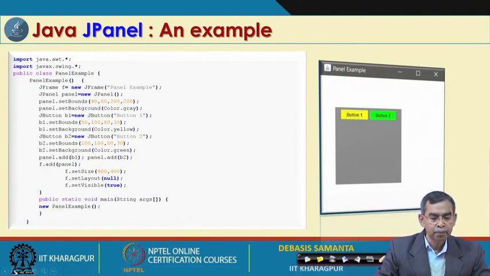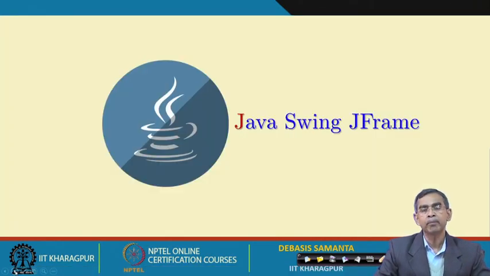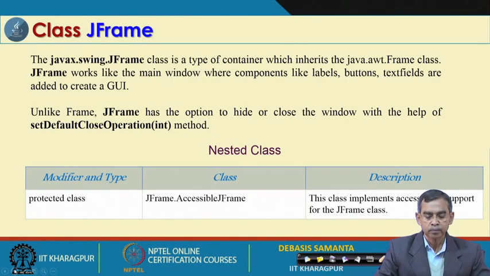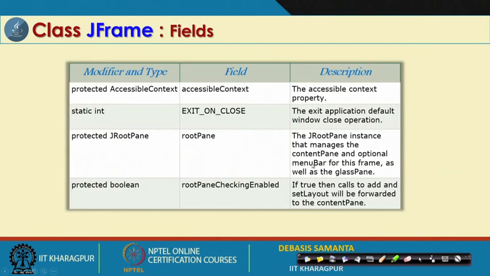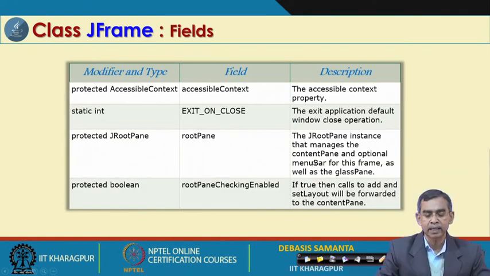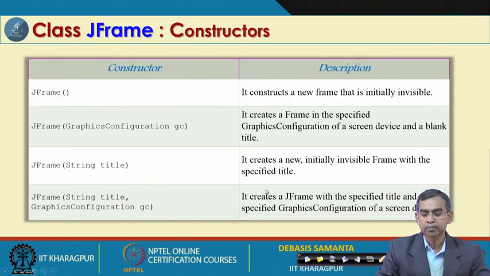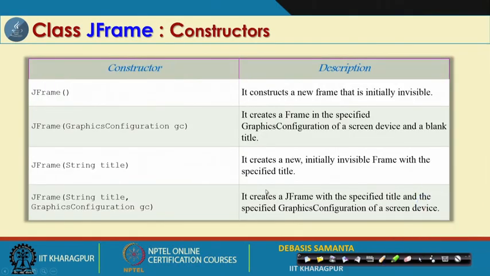And so, this is the panel, and then like frame, we are already familiar with the frame concept in AWT, it is the same concept here also. It is also a nested class, meaning frame is defined inside the component class, that is why it is called a nested class. It has some fields like exit on close, root pane checking enabled, these are the fields, and it has 4 constructors for the different ways the frame can be initialized. Actually all constructors are for initializing the object whenever we create it.